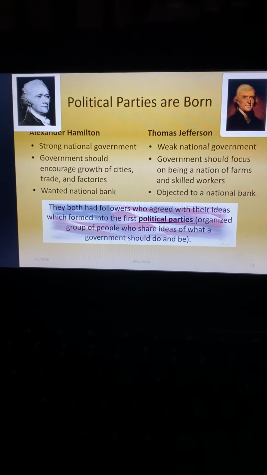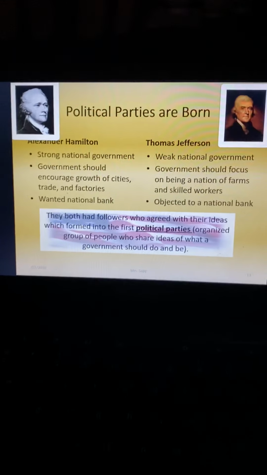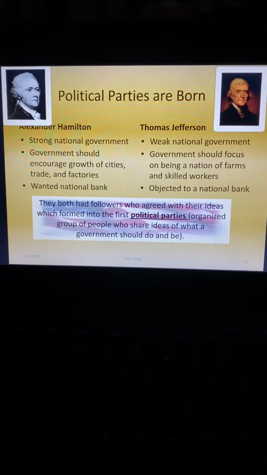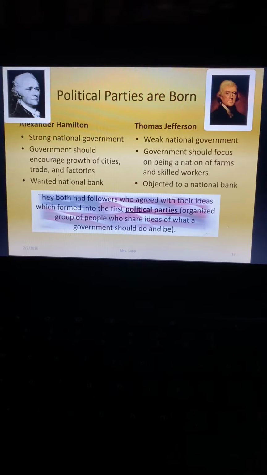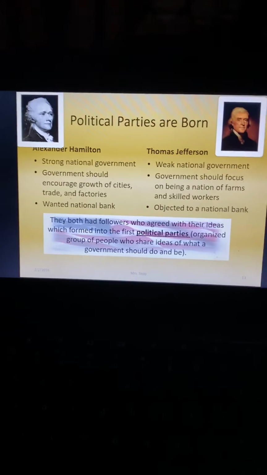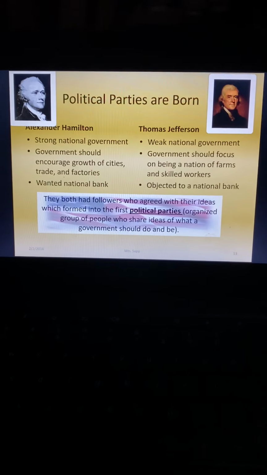George Washington hated this. He hated the split parties. He said these political parties will destroy our country. They're destructive. So if he could see us today, he'd really probably be shocked. So these political parties are born because of these two men's differences in points of view.